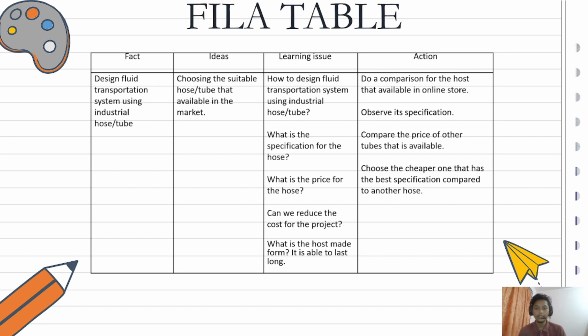For the action, first is do a comparison for the hoses that are available in online stores. Second is observe their specifications. Third is compare the prices of other tubes that are available. For the last, choose the cheaper one that has the best specification compared to other hoses.